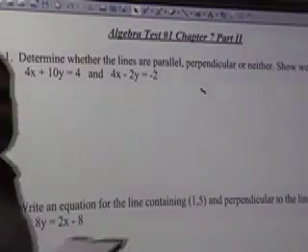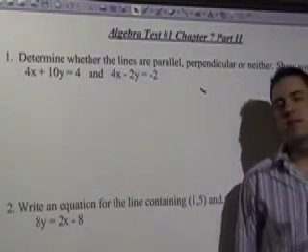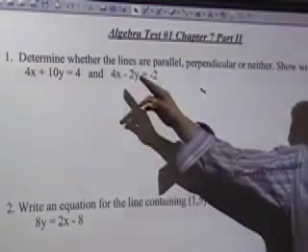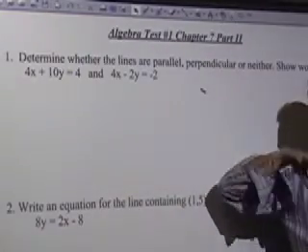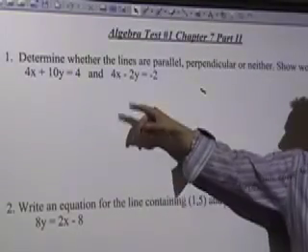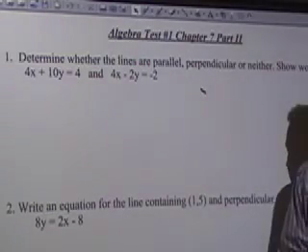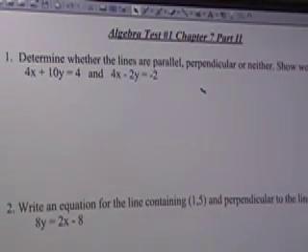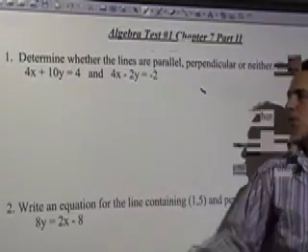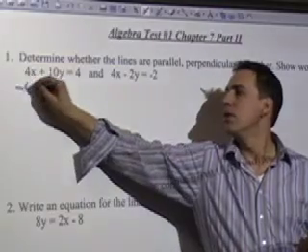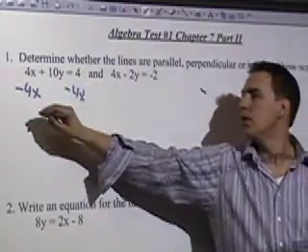Okay, this is algebra test 1, and it's part 2. It's the chapter 7 algebra test. They're asking about parallel and perpendicular lines and whether they're parallel, perpendicular or neither. In this case, we've got two equations, 4x plus 10y equals 4, and 4x minus 2y equals -2. Our first step is to put them in y equals mx plus b form. To do that, you have to subtract 4x on both sides.